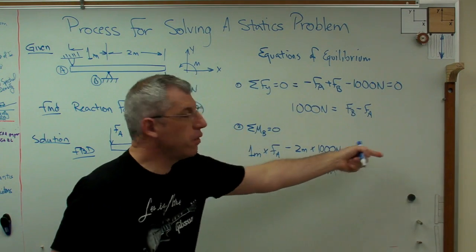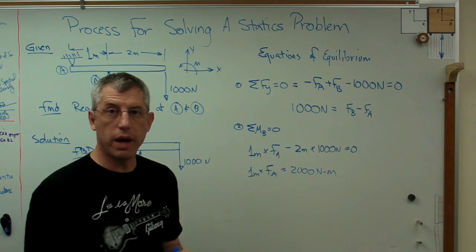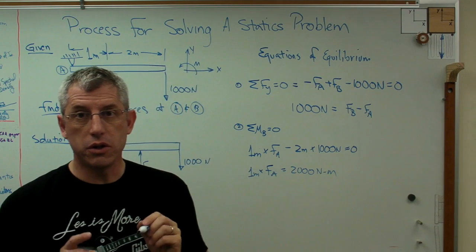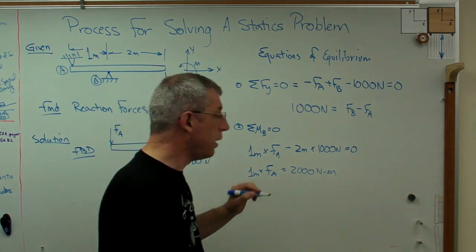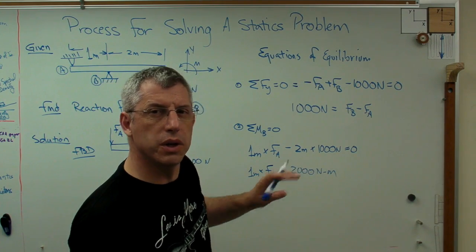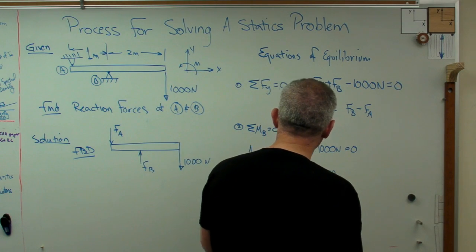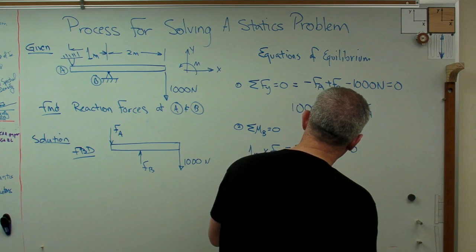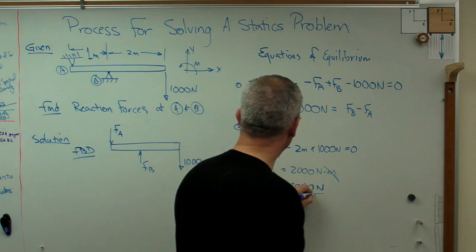I pushed that over to the other side of the equal sign and left that there. So 1 meter times FA equals 2,000 newton meters. Notice I'm being very careful to track my units. Don't give up the opportunity to track your units because that'll help you. If you get the units right, the numbers will mostly come along for the ride. It's a good way to check your answer. So I can cancel out meter there, and FA equals 2,000 newtons. That's an intermediate answer right there.